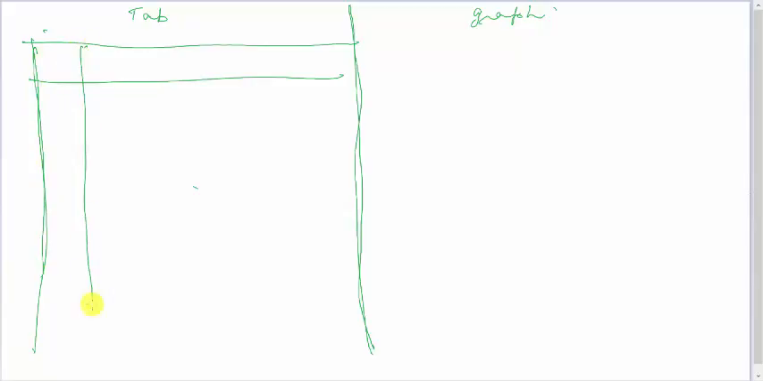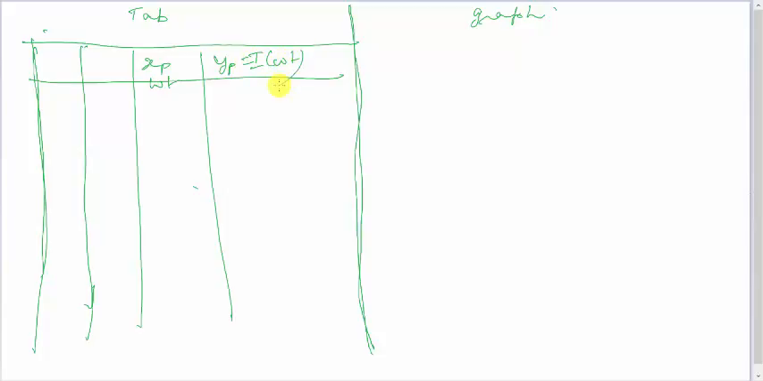So serial number, point P, x coordinate of point P, which is omega t, y coordinate of point P, which is I as a function of omega t. Now this is serial number. This will be my point in play. Tabular column for graph.